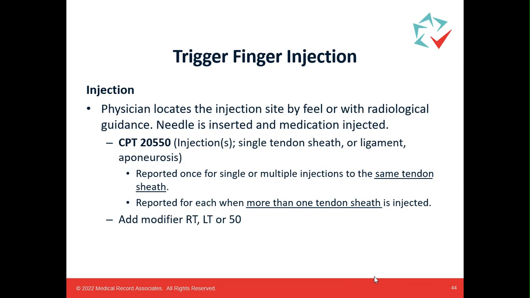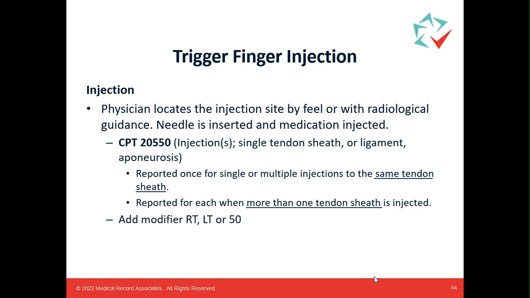So trigger finger injections, we talked about this on a previous slide. Your provider can do injections or can do a surgery if needed. For the injection procedure, your physician's going to locate the injection site by feel, or they can use some radiological guidance. The provider will insert a needle into the tendon sheath and then inject the medication.